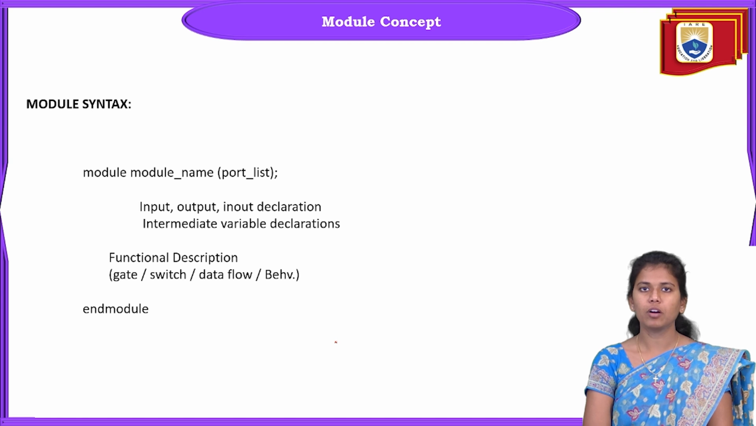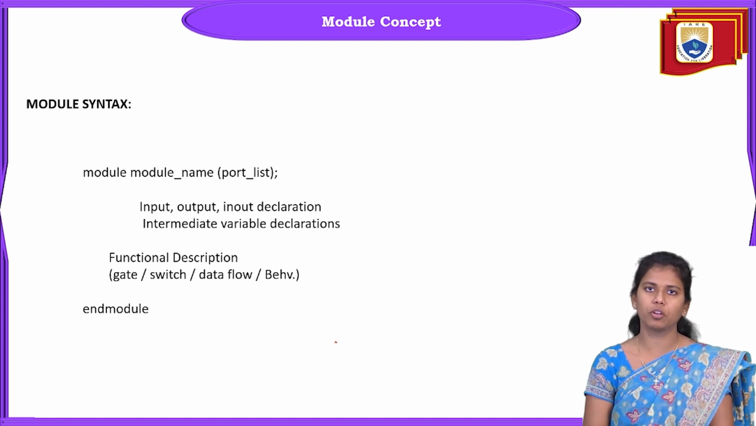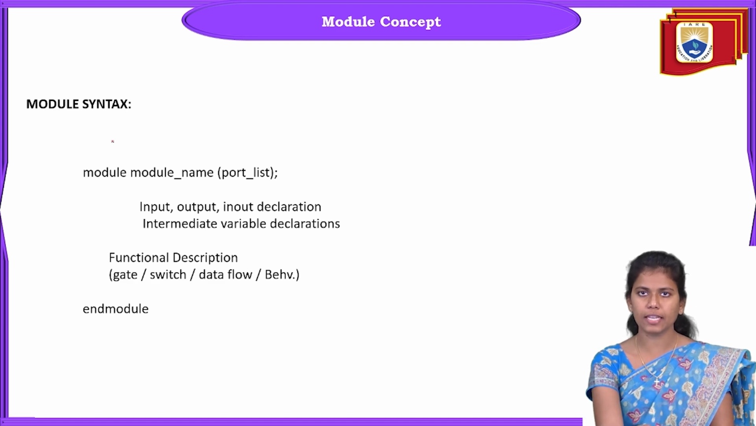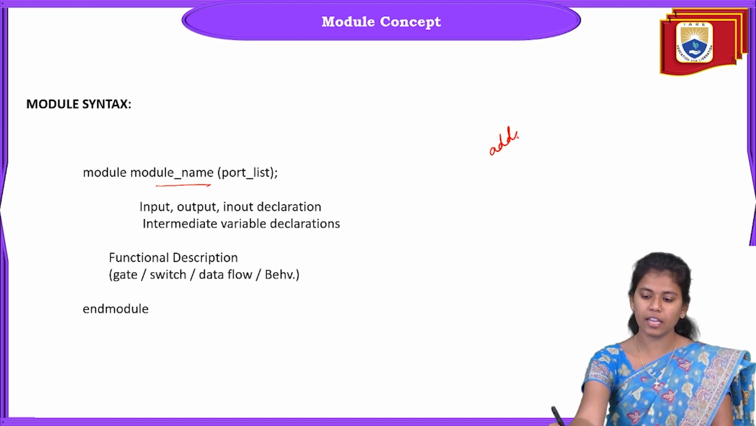Next, we have the module syntax. Some syntax has to be followed for each and every module. For this module syntax, you have module, then module underscore name, that is the name of the module. In the previous example, I considered adder, and I considered multiplexer.